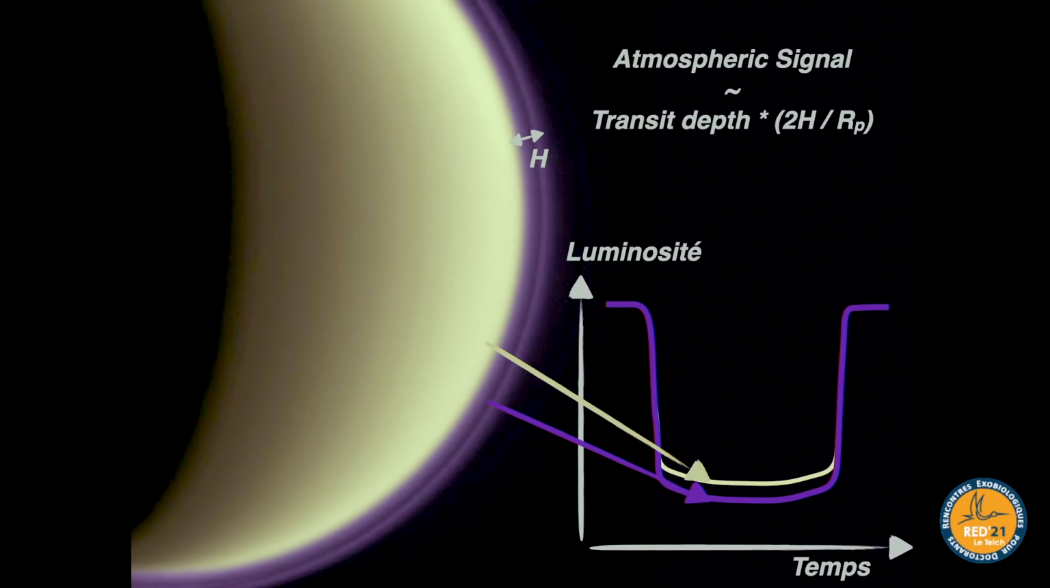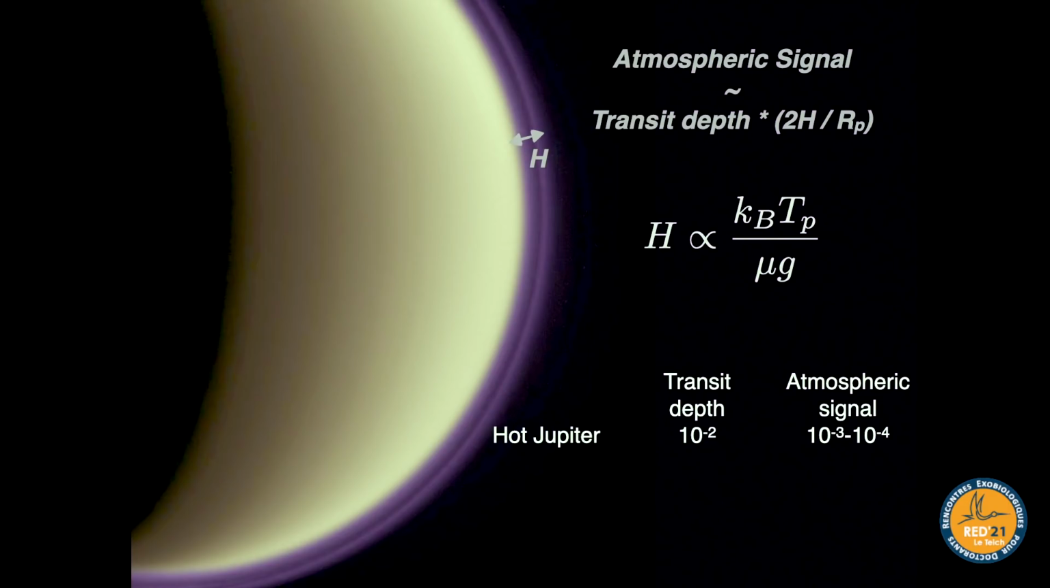And what is interesting is that the size of this signal scales like the transit depth times a factor which is just basically the height of the atmosphere divided by the radius of the planet. What is interesting is that this height of the atmosphere is basically proportional to the temperature of the atmosphere divided by the mean molecular weight and the gravity. Here, what is really interesting is that the scaling is not temperature to the fourth power as it was for eclipse. Here it's just temperature. And so it means that from one planet to the other, it's going to vary much less.